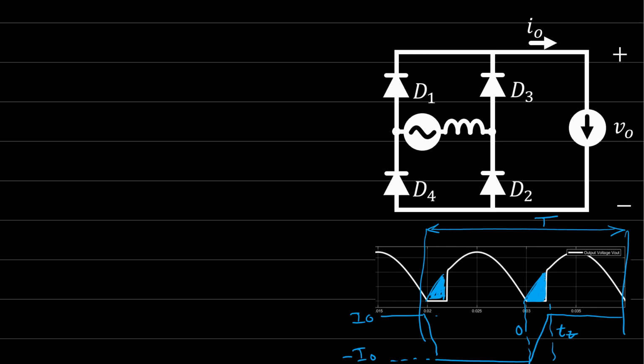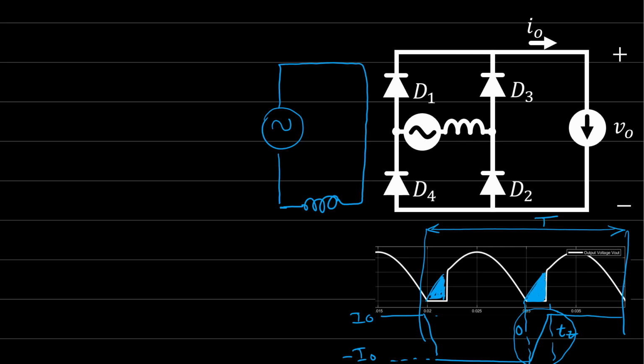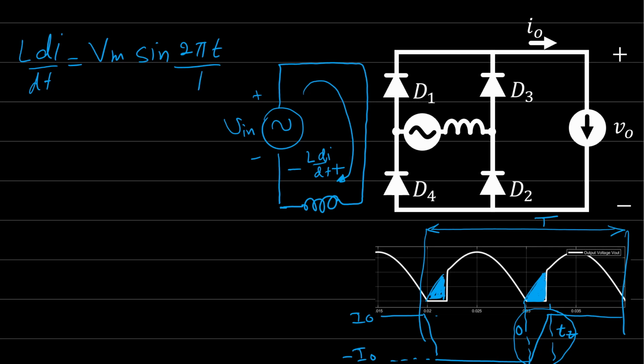If you look at this rectifier, you'll find that here we have an input source and both diodes are conducting, and our inductor, the input line impedance, will be something like this. Here the current is increasing from minus I out to I out. If the current is increasing, it means the polarity applied on the inductor is positive, so this will be L dI by dt, equal to the input voltage, which is V maximum sine 2 pi t over T capital.